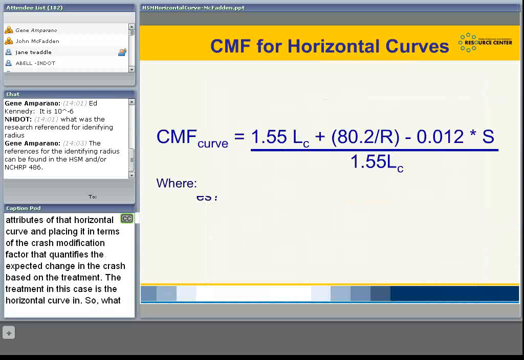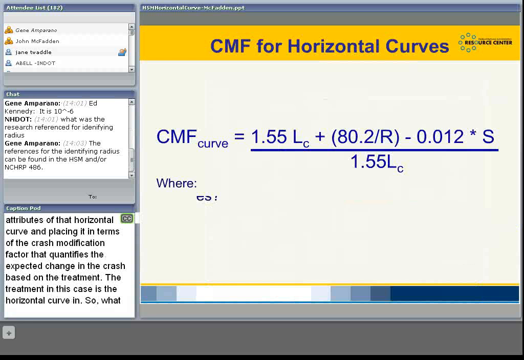So what we have is this model, which takes into account the length of the horizontal curve in miles, the radius of the horizontal curve, and whether or not spirals are present. The crash modification factor for any horizontal curve then can be developed based on the geometric design attributes of that curve.